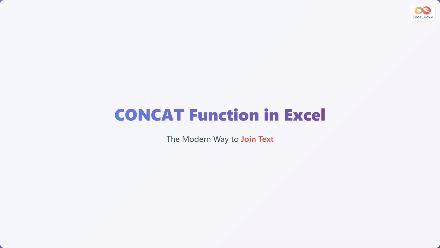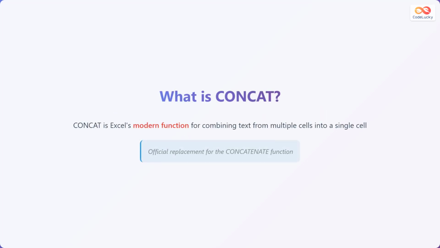In this video, you will learn about the CONCAT function in Excel, a modern way to join text. CONCAT is Excel's modern function for combining text from multiple cells into a single cell. It is the official replacement for the CONCATENATE function.